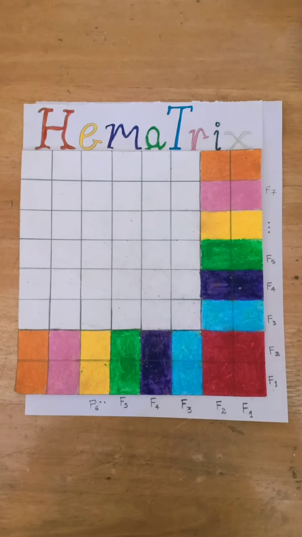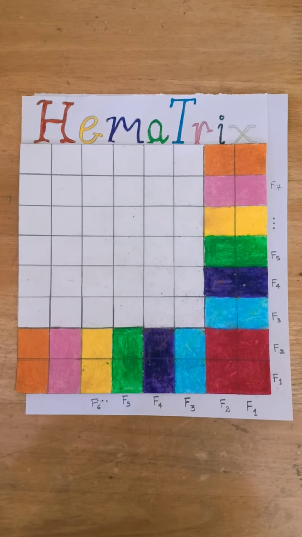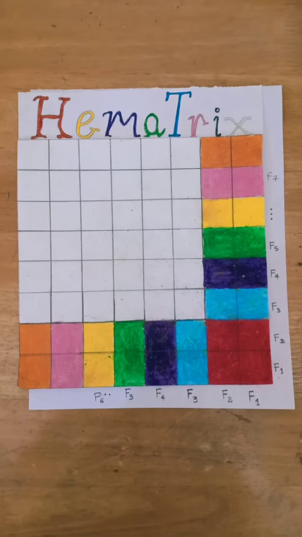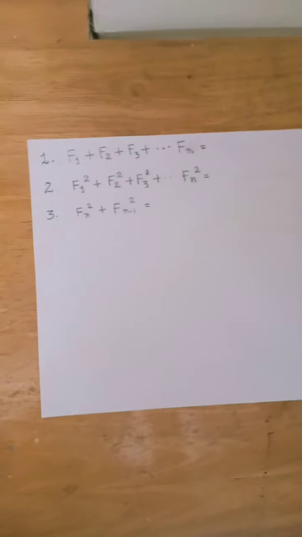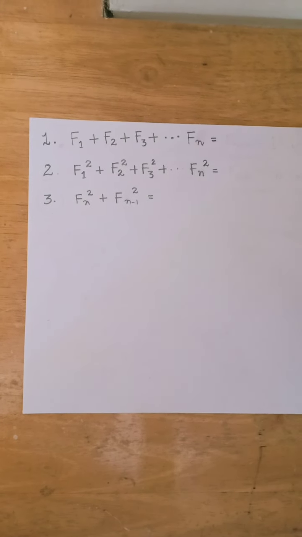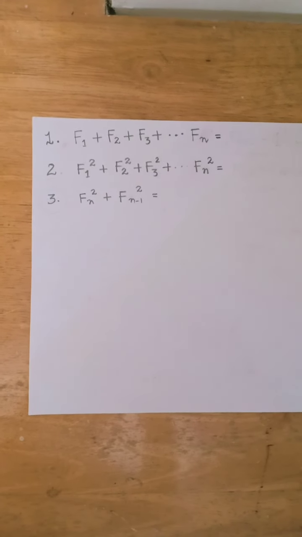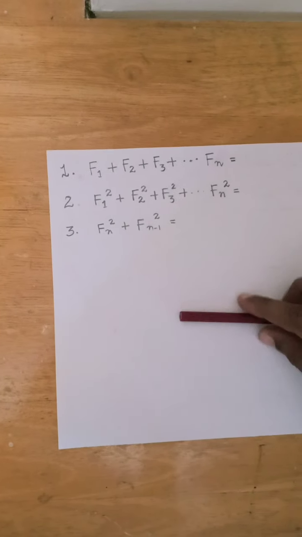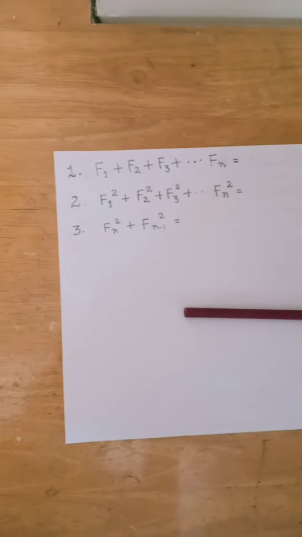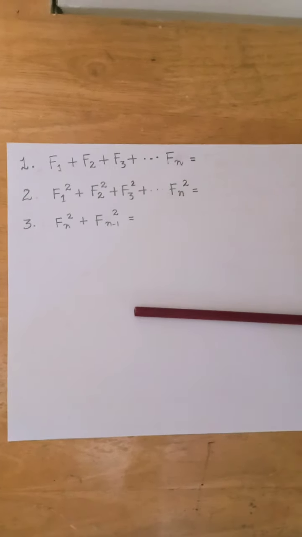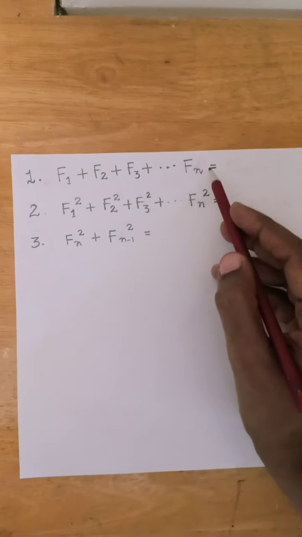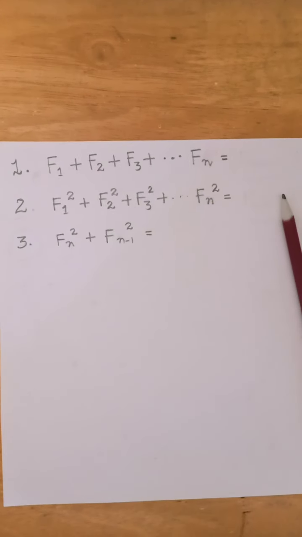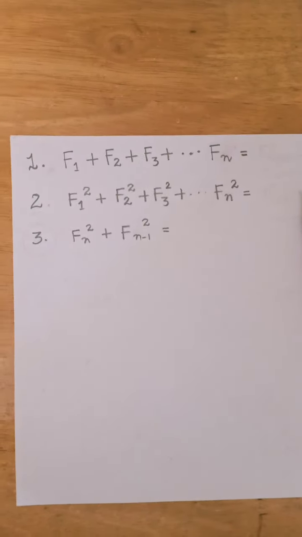Now let me get a sheet of paper. What we're going to do is derive some Fibonacci identities using this board game. Wow, that'll be awesome, right? We're not just having fun but also learning some math and trying to solve some higher grade math problems. So let's look at the first one. F1 plus F2 plus F3 and so on till Fn. What could be the value of this? Let's soon find out.